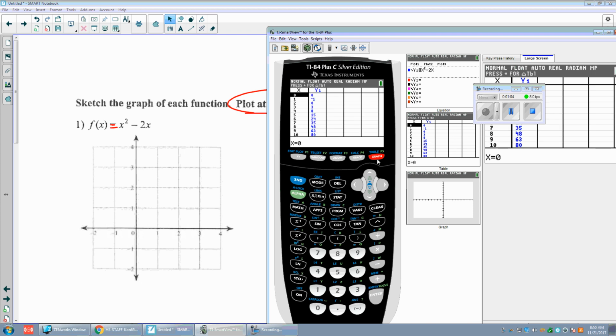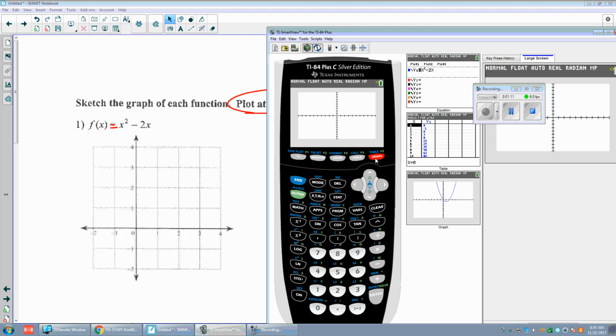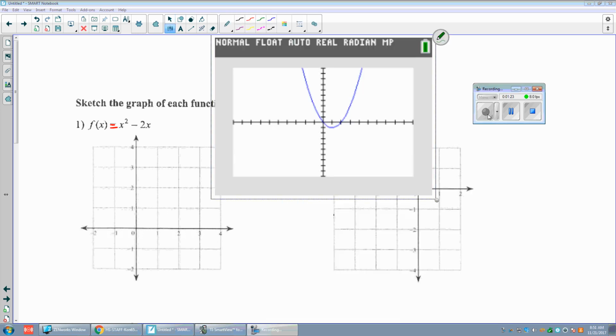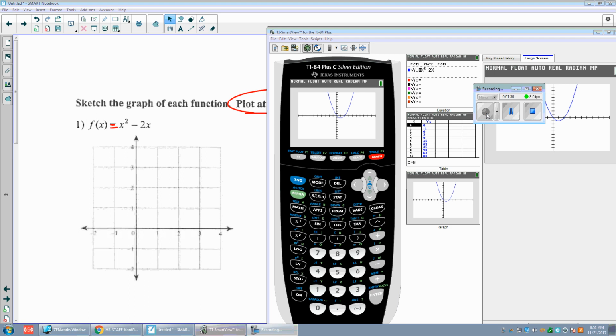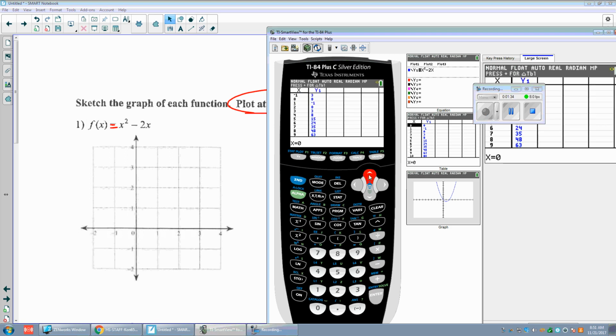Maybe I do want to take a look at it because, I don't know, these go pretty high. It looks like they go up to 80 or something like that. So I hit graph, and I see I'm looking for something special. There it is. Right there. That's called the vertex. The vertex is at positive 1. So when I look at the table, I want positive 1 to be in the middle of the table.